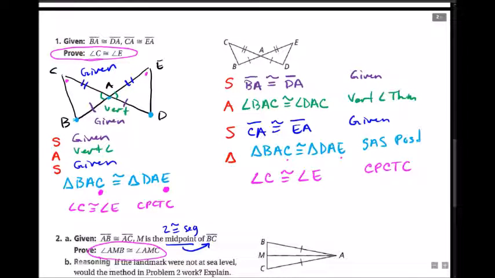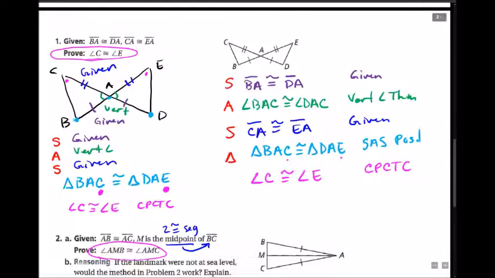So I look here and angle C is in the same position as angle E, so I can say they're congruent because corresponding parts of congruent triangles are congruent. So this was a really straightforward proof. You should have been able to do this. If not, come in and see me for help.